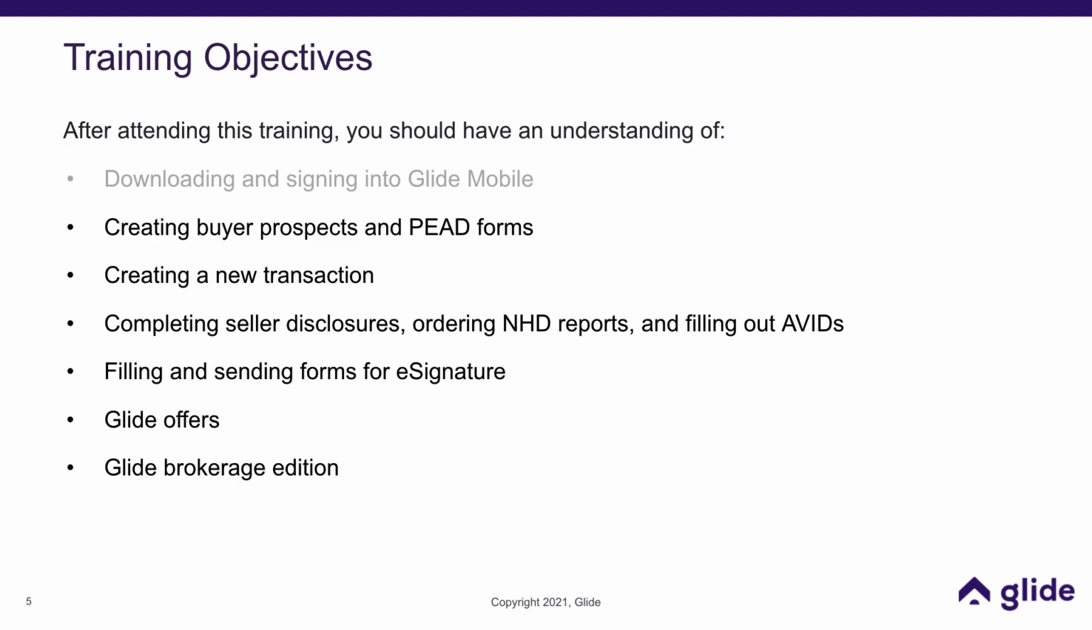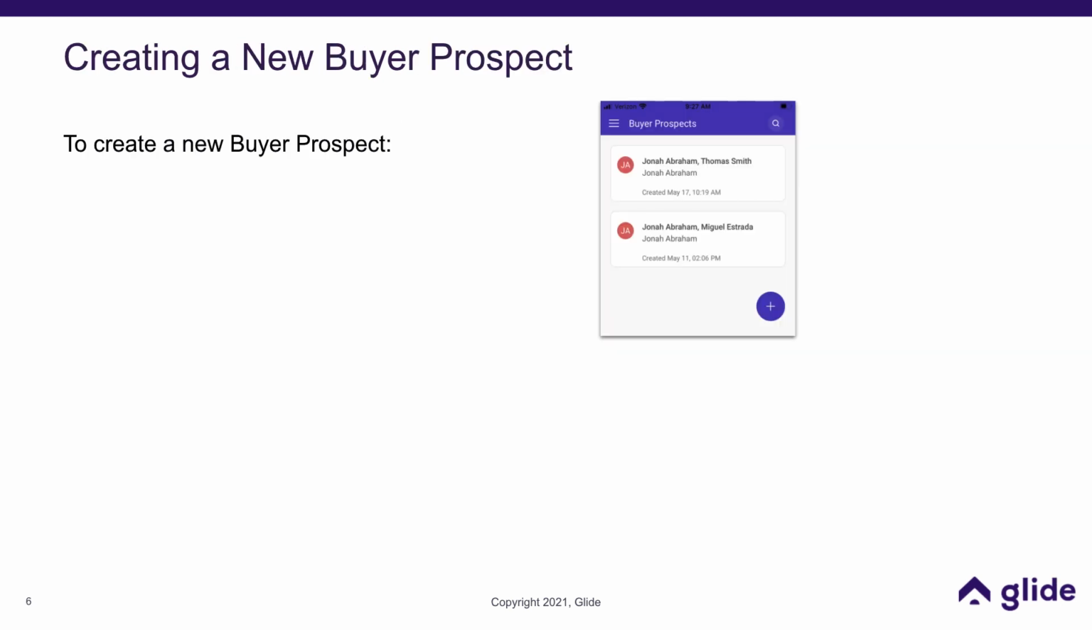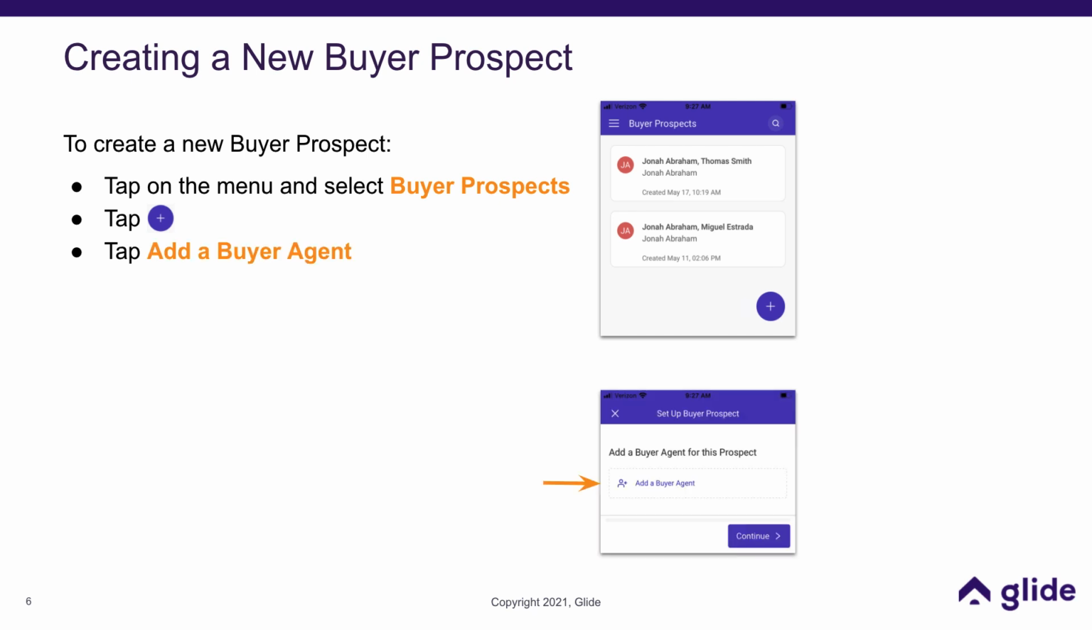Now that we've covered how to download and sign into Glide Mobile, we'll next take a look at how to create a buyer prospect and also send PEAD forms for signature. To create a new buyer prospect, tap on the menu on the top left of the screen, then select Buyer Prospects. From the Buyer Prospects page, tap the plus button, then tap Add a Buyer Agent.